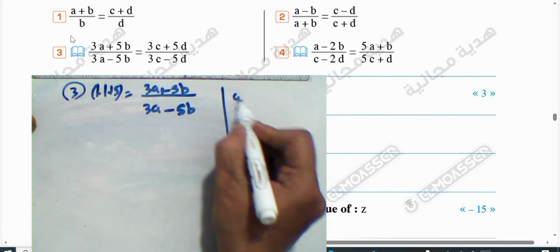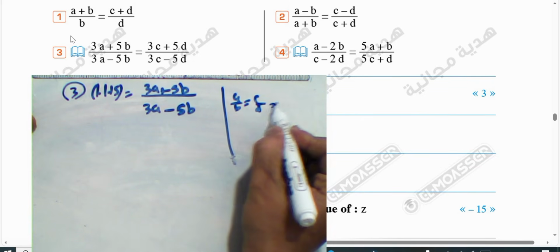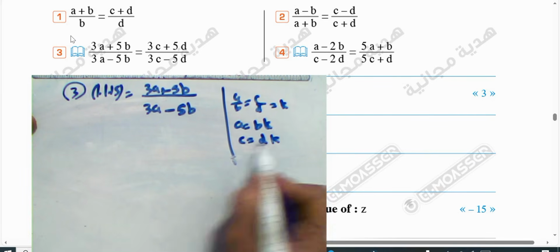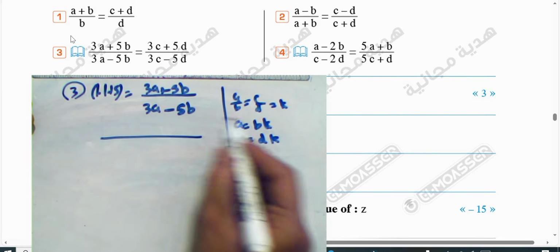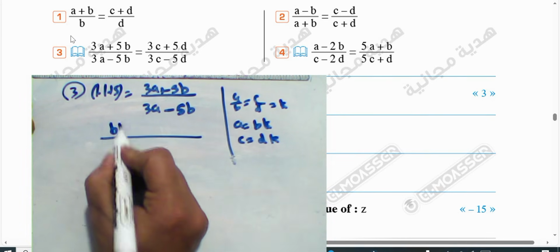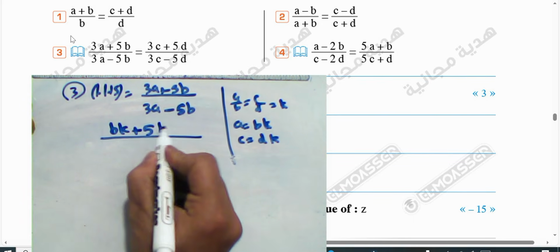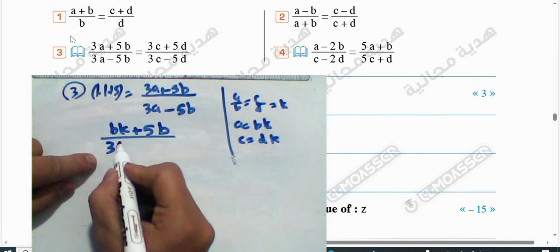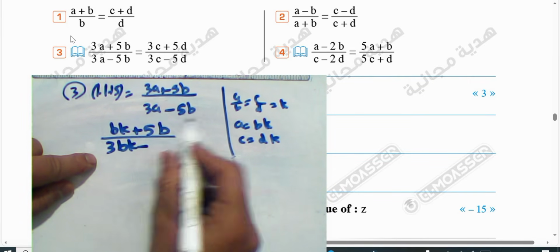We have a over b equals c over d equals k. Since the value of a equals bk and c equals dk, put the value of a in: 3 times bk plus 5 times b, over 3 times a, the value of a was bk, subtract 5 times b.